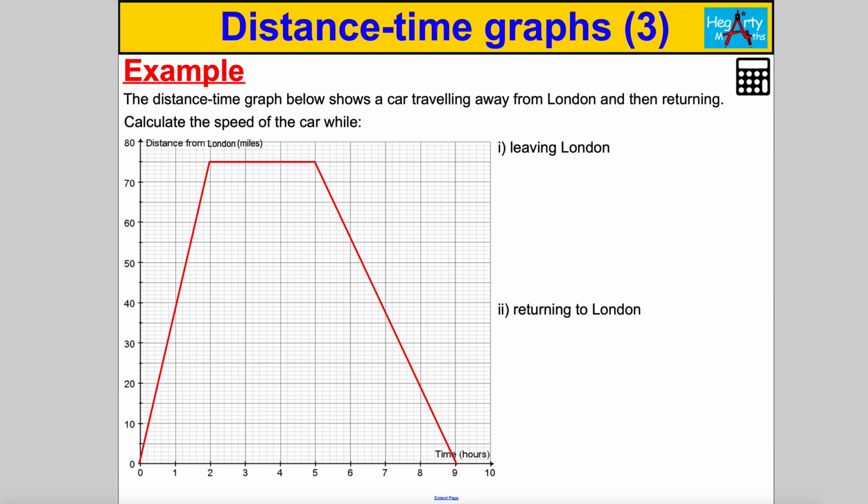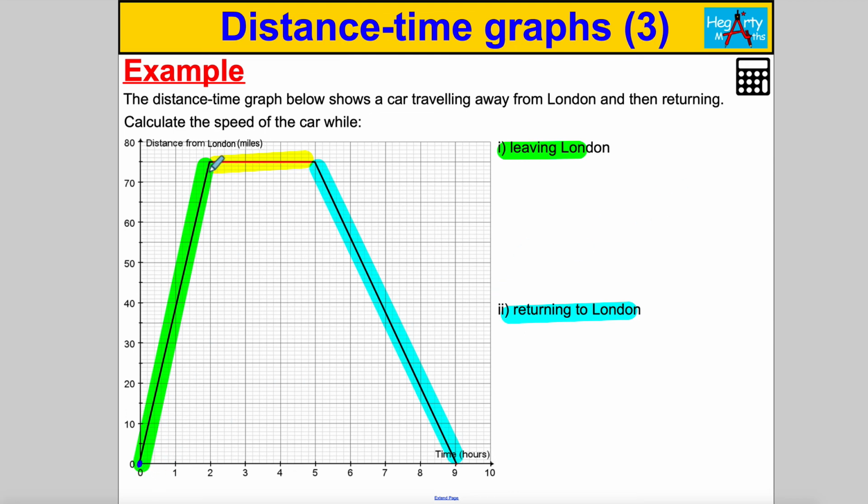So here we've got a distance time graph showing a car travelling away from London and then returning. Calculate the speed while leaving London and then calculate the speed when returning. So when leaving London, the distance from London is increasing, so it must be this section here. It seems like the car stops for a bit and then it returns as the distance from London decreases. So we're going to calculate the gradient when it's leaving London and the gradient when it's returning from London to get those speeds. So where do we start here?